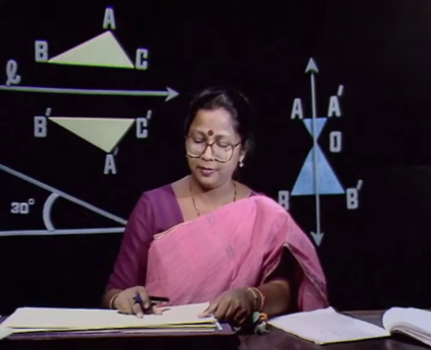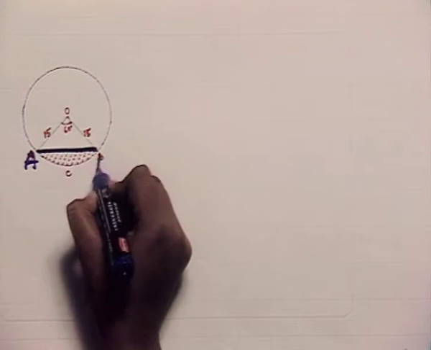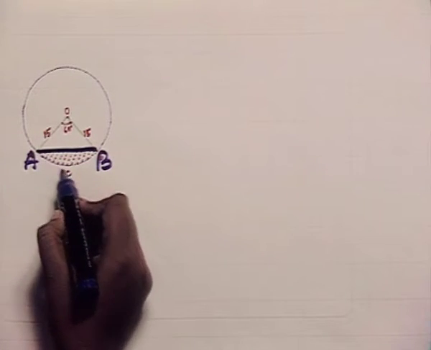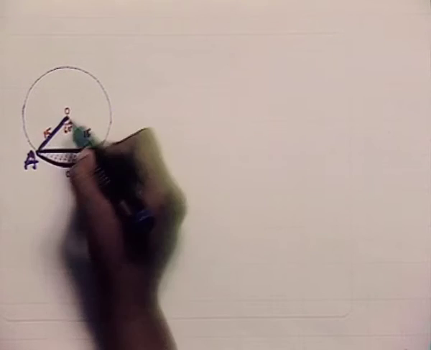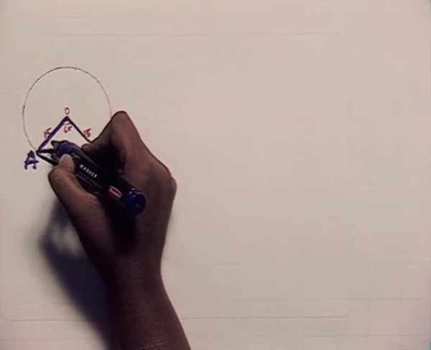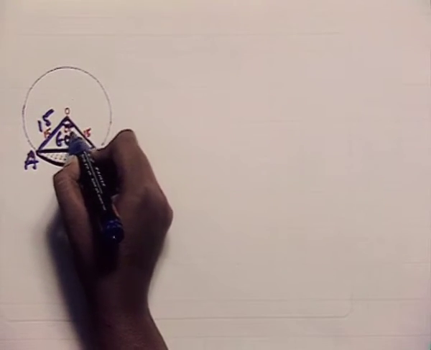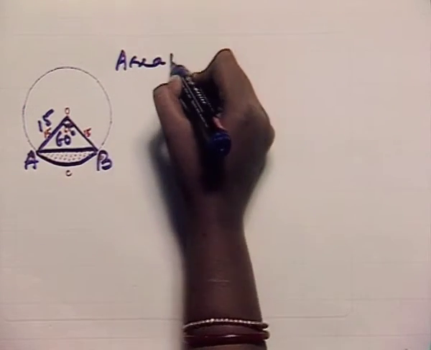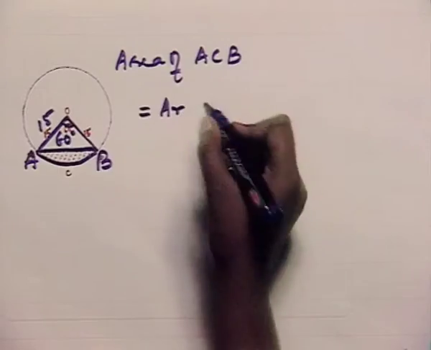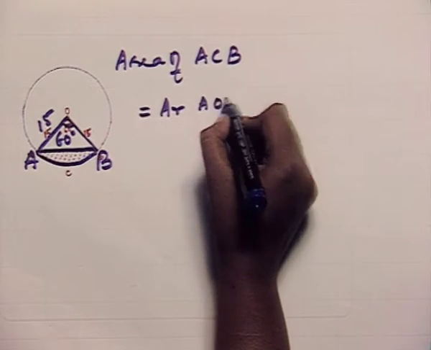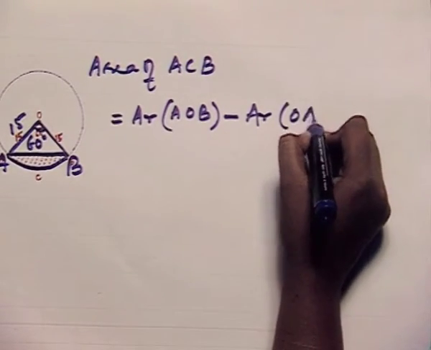So, suppose this is the circle and this is the chord AB. We have to find out the area of the segment ACB. Again, we follow the same rule. We join OA and OB. The radius of the circle is given to be 15 centimeters and the angle made at the center is 60 degrees. Therefore, area of the segment ACB is equal to area of the sector AOB minus area of the triangle OAB.